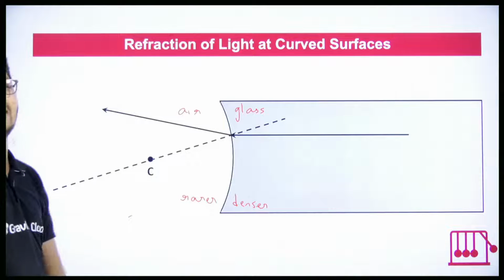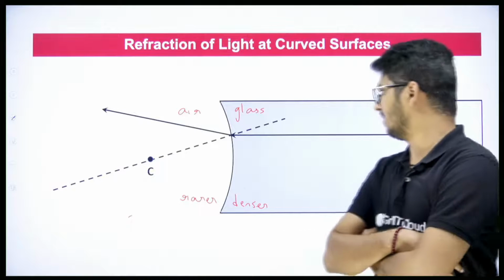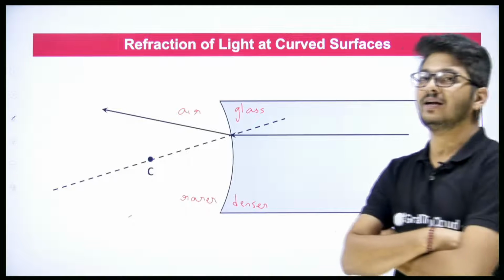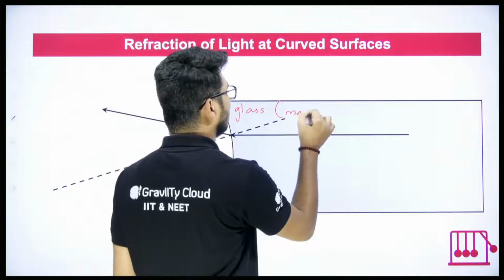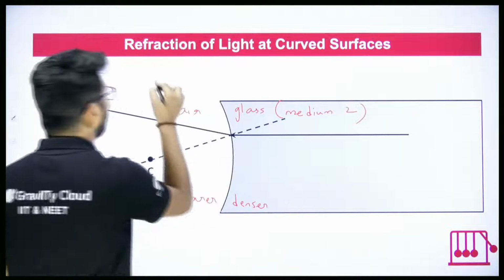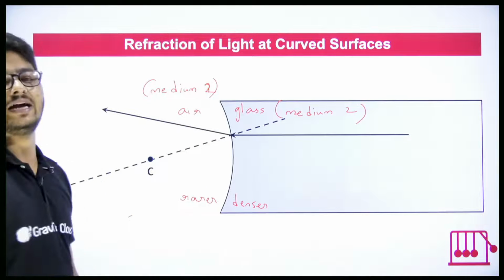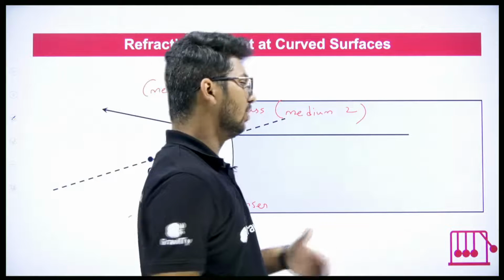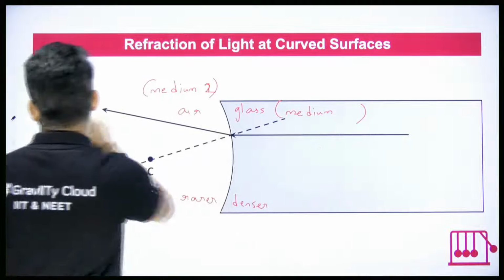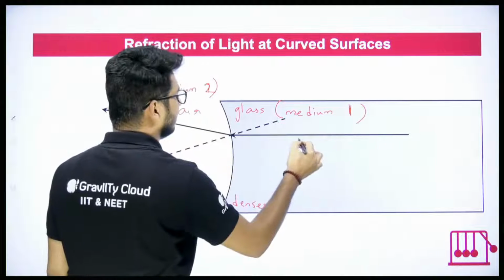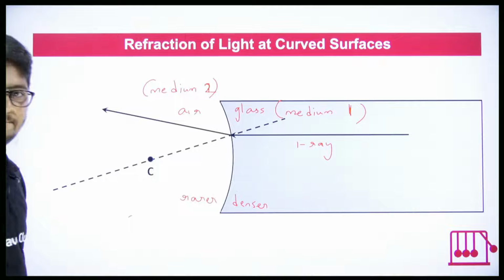And what is medium 1 here? Air or glass? Which is medium 1? The incident ray is in glass, so glass will be medium 1 and obviously air will be medium 2, because for us it is going to be very important to identify medium 1 and medium 2. When we go into the formula part, you will understand why it is so important. Sorry, my mistake, glass is medium 1. This is the incident ray. The medium in which there is the incident ray is medium 1. Good? Okay.